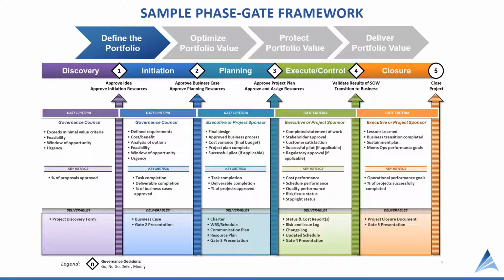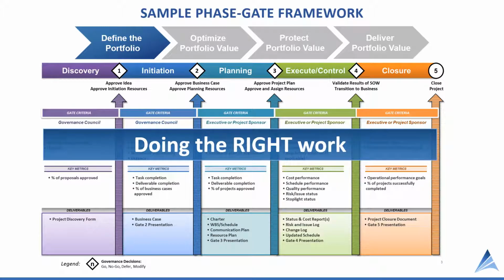Each of the diamonds represents the gates, and right below that it highlights what decisions are being made. So at gate 1, there's an approval of an idea and an approval to initiate, to add resources for the initiation phase. Under gate criteria, we can see the governance council or the executive or project sponsor that's making the key decisions. This is the portfolio criteria that the governance team uses to make good decisions. And based on that, we can ensure that we're doing the right work.